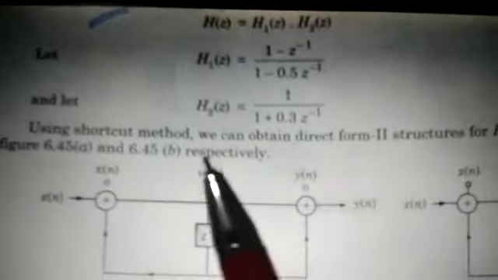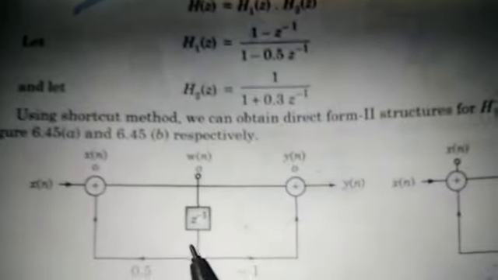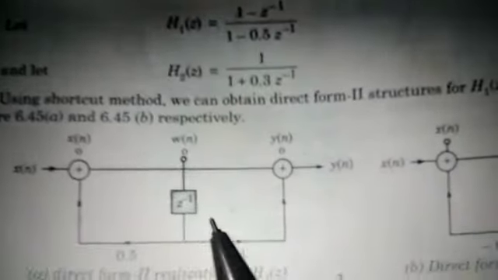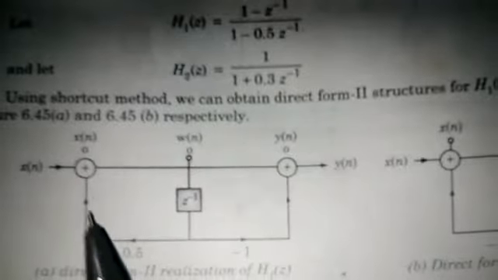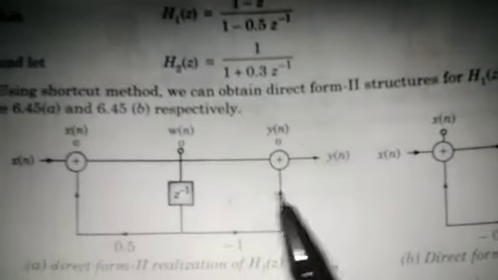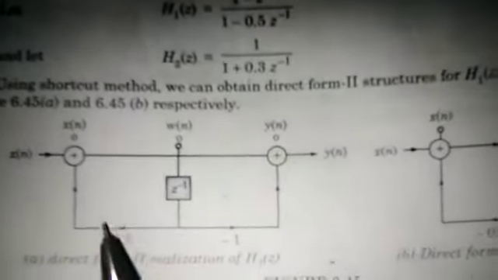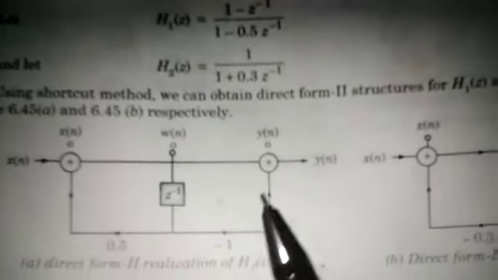Then we can write H of z is equal to H1 of z into H2 of z. Now this H1 of z is implemented in direct form 2 realization. In direct form 2, we will represent the poles on the left side and the zeros on the right side.